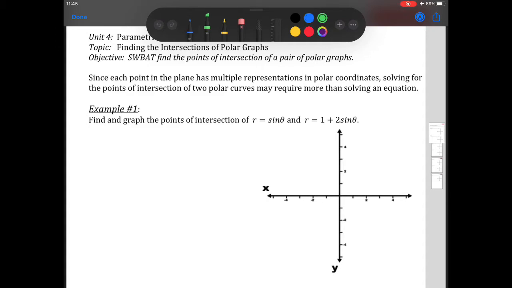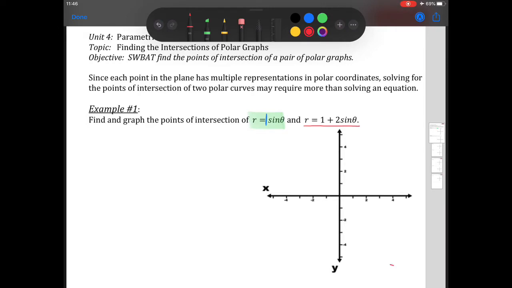So first of all, I'm going to look at my equations. I know the first one is a circle with a radius of half, or I can say the diameter of 1, because that has 1 here, right? And the next one is a limacon, an inner loop limacon. So you can pause the video and graph them using a calculator. I'm just going to quickly sketch them here.